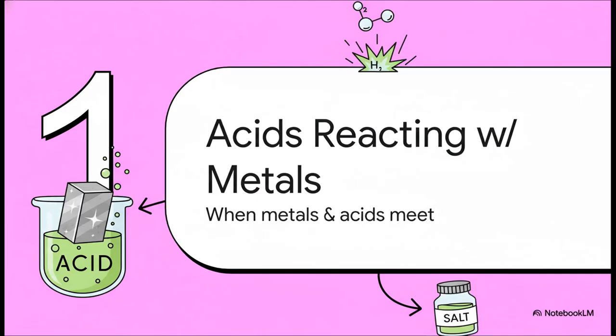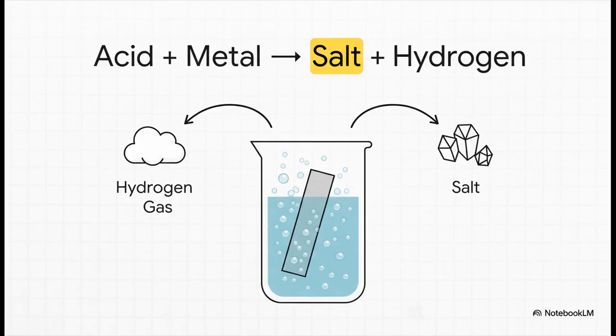Right, let's kick things off with the most straightforward reaction you'll see. What actually happens when you pop a piece of metal into an acid? This right here is the golden rule you've just got to remember. Acid plus a metal gives you a salt and hydrogen. If you've ever dropped a piece of magnesium into acid in the lab, all that fizzing and bubbling you see, well, that's hydrogen gas being made right before your eyes.